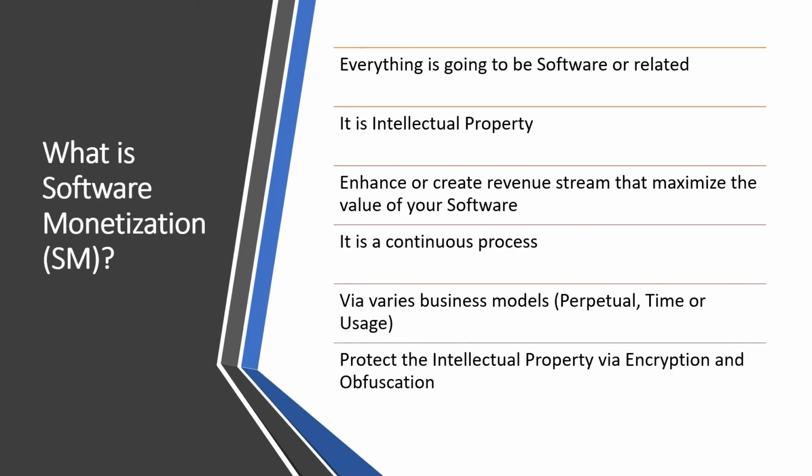As everything is going to be software or related, just think about whether you are from the healthcare industry, the military industry, simulation industry, embedded devices, anything. Everything is going to be software or somehow related. So it is intellectual property. Everything that you write and put your algorithms and knowledge into a software is your valuable business asset. So the most important thing is how to enhance and create the revenue stream that can maximize the software that you have created. It is a continuous process.